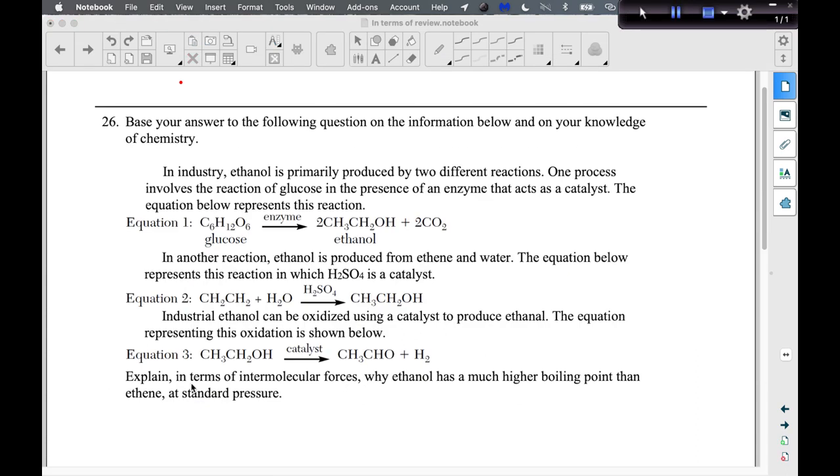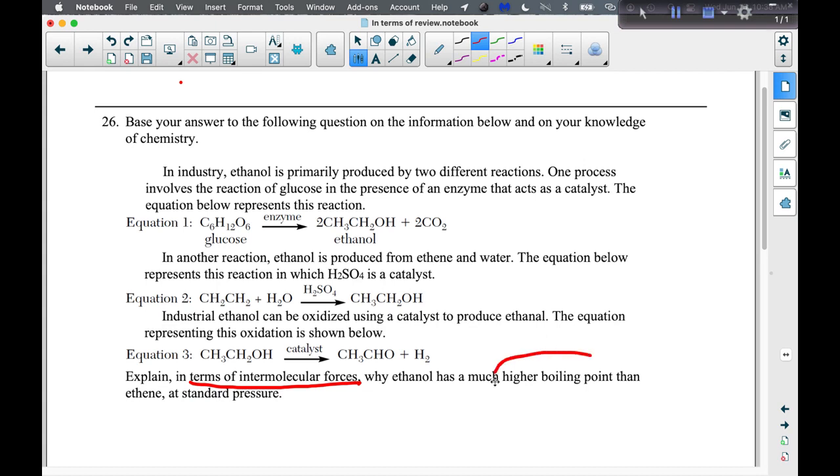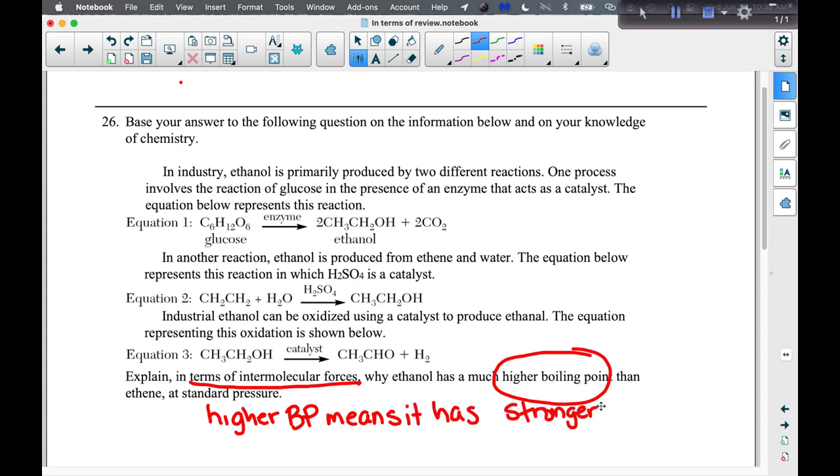For this particular question, it says in terms of intermolecular forces, why it has a higher boiling point. This is the second time we've seen intermolecular forces in boiling point. And remember that higher boiling point means that it has stronger intermolecular forces, or if your teacher says IMFA for intermolecular forces of attraction.